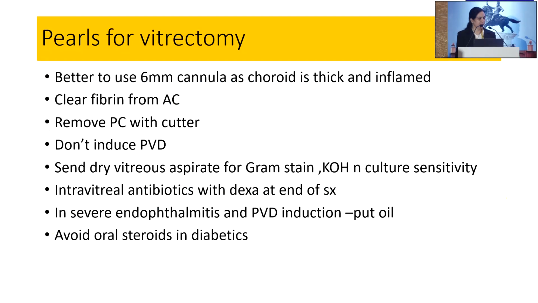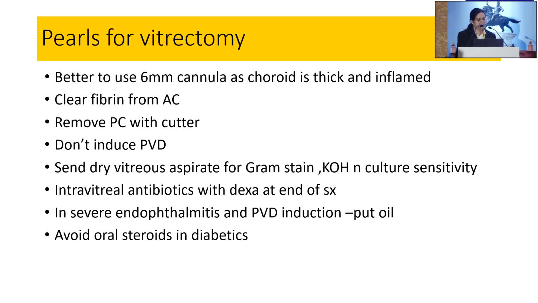Then pearls for vitrectomy. Whenever we are suspecting it, early vitrectomy has a role if the vision is worse than 6/60. It is better to use a 6 mm cannula as the choroid is thick and inflamed, and clear fibrin from the AC. If the vision is better than 6/60, we can give intravitreal antibiotics first, and if the vision is deteriorating in spite of the intravitreal injection, then we can take these patients for early vitrectomy. If the patient is improving, then we can wait for the surgery.